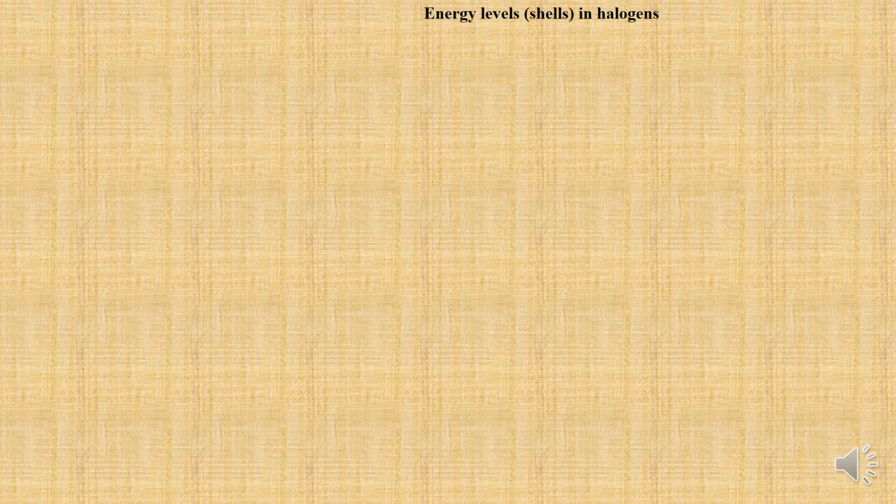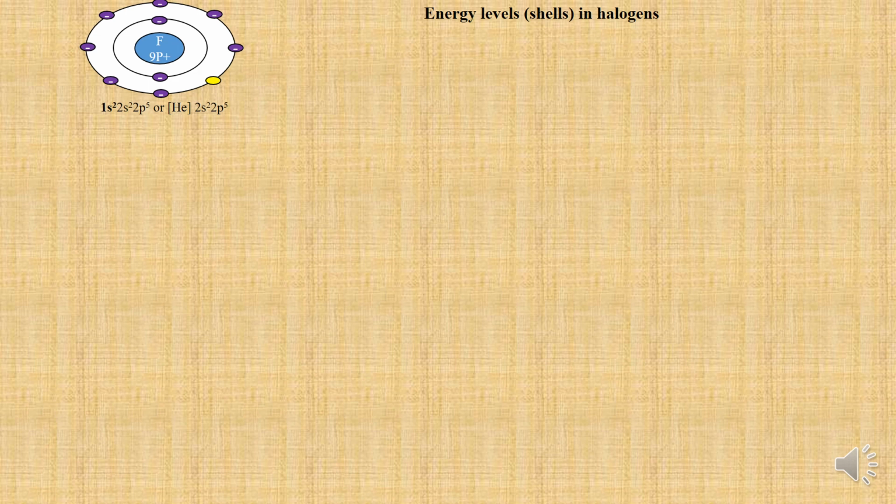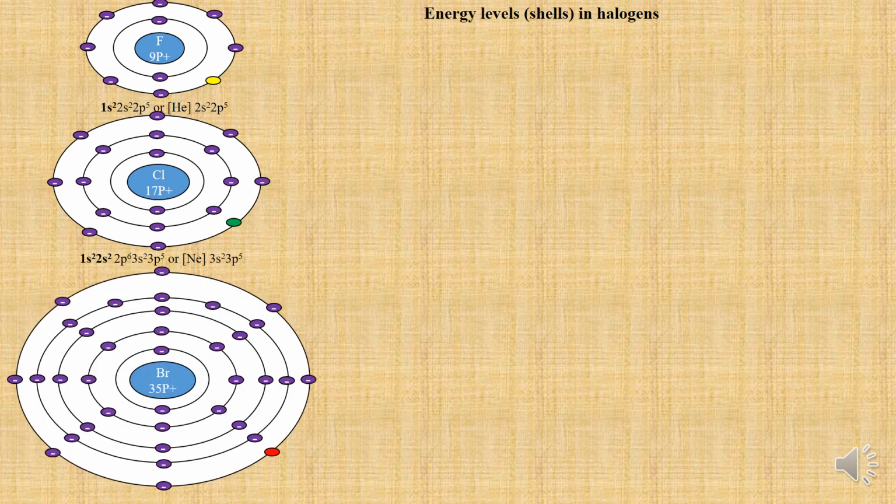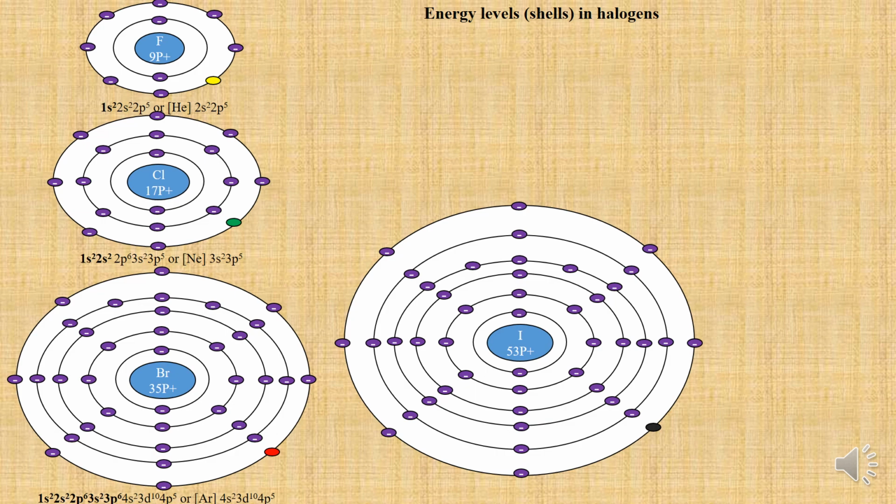Let me end my session with a brief talk about energy levels or shells in halogens. Fluorine has 2 shells or energy levels with electronic configuration 1s2, 2s2, 2p5. Chlorine has 3 shells or energy levels with electronic configuration 1s2, 2s2, 2p6, 3s2, 3p5. Bromine has 4 shells or energy levels, while iodine has 5 shells or energy levels.